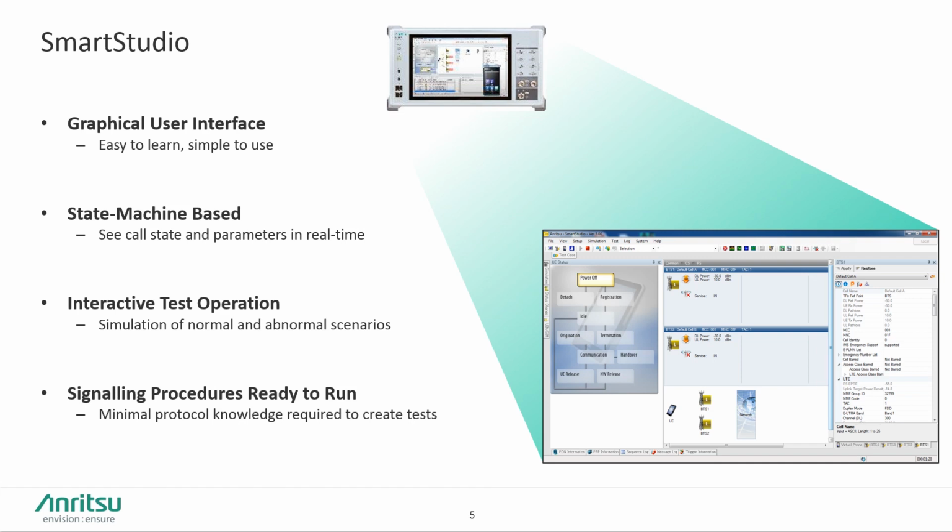Test operation is interactive, where you can test not only normal scenarios but also abnormal scenarios while simulating rejection or ignoring signaling messages. Only minimal protocol knowledge is required, as SmartStudio is handling the signaling messages automatically according to the simulated scenario. SmartStudio also includes signaling procedures which are ready to run. This gives the user easy access to test different signaling procedures.